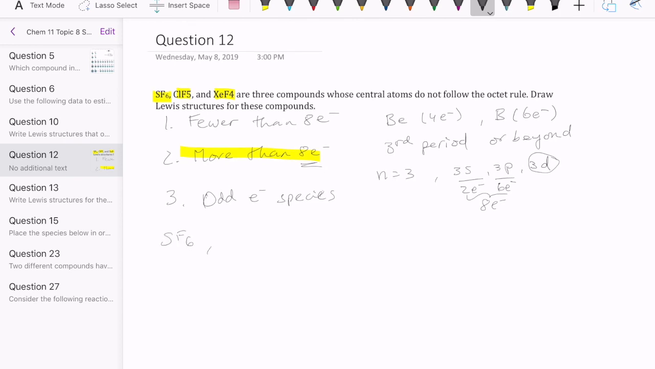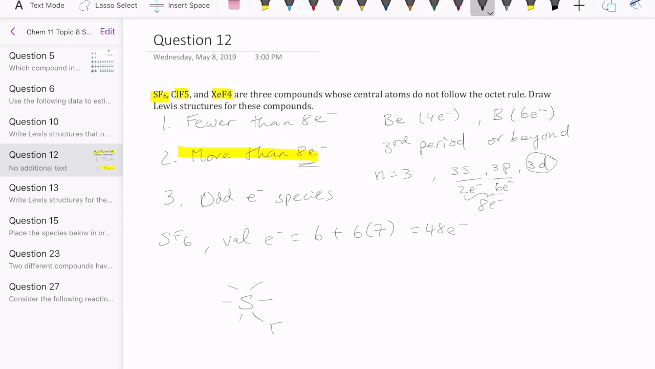Just like any Lewis structure, we start by calculating the valence electrons. That's 6 for sulfur, and then there are 6 fluorines, each with 7, so we end up with 48 electrons. You start with sulfur in the middle, and then put your skeletal structure with 6 fluorines around it. Immediately you can tell that the sulfur violates the octet rule because it has 12 electrons total, but sulfur is located in the third period, so we accept that it could violate the octet rule.